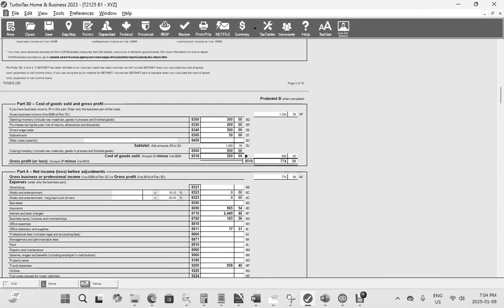Further down, you have meals and entertainment for long haul truck drivers. If you're a truck driver, the money that you pay for your meals and entertainment, you can claim the total expenses on line 8523. Let's say as a long haul truck driver, so you drive long distance rather than local deliveries, this is $2,000, which means line 8523 is $1,600.